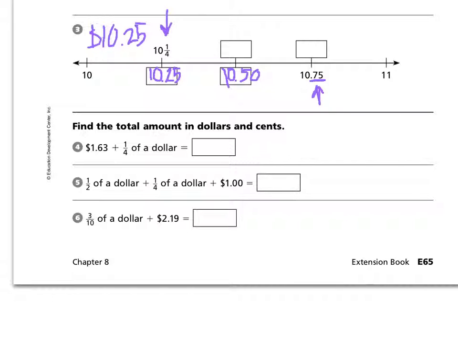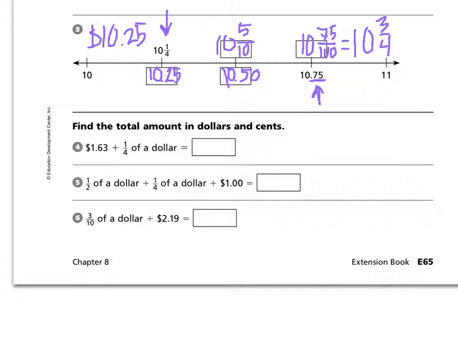And I can do the same for the top. 10 and 5/10 will work perfectly. And then I have 10 and 75 hundredths. And I know that this is going to be reduced to 10 and 3/4.